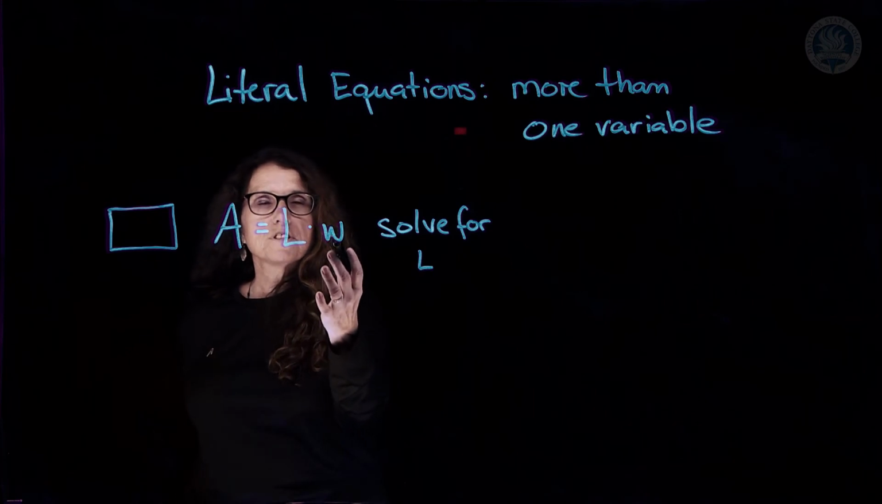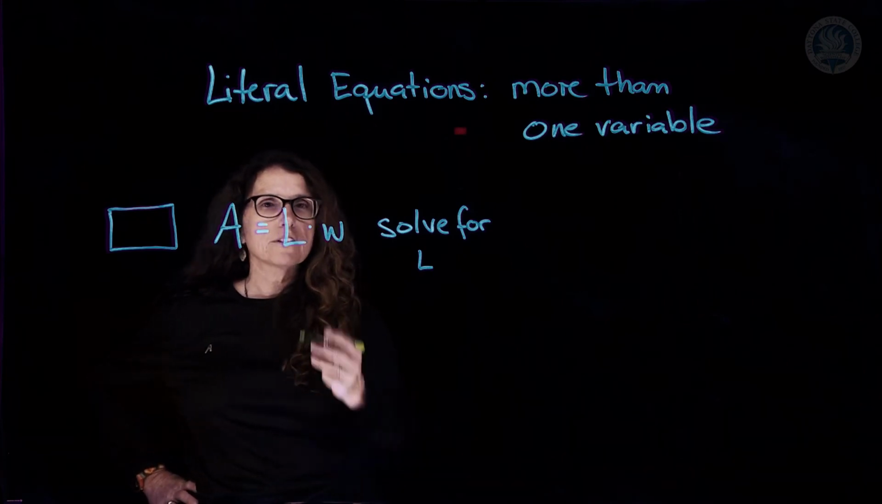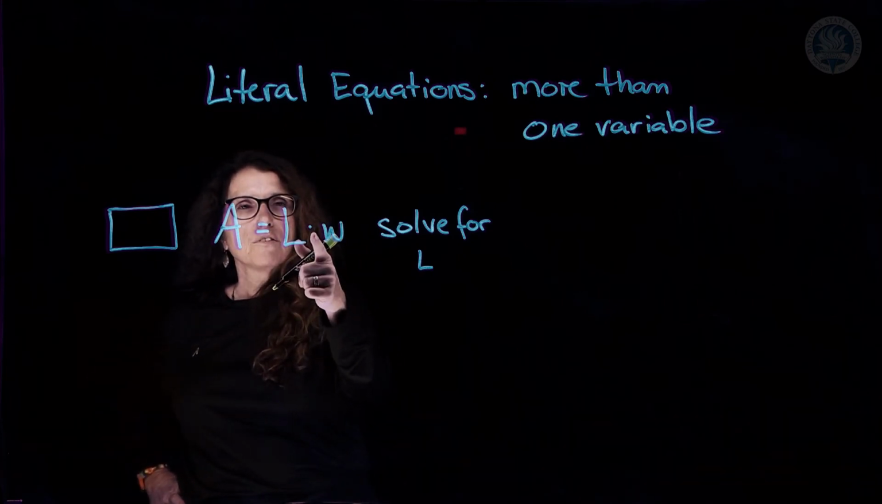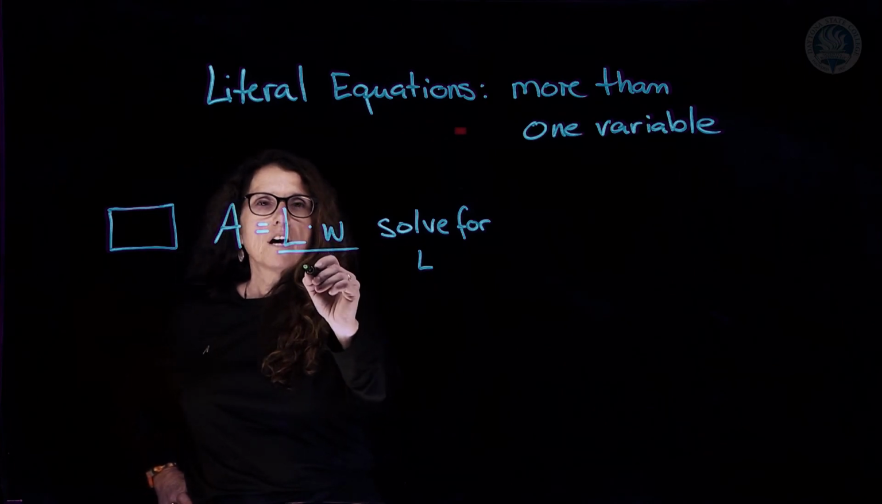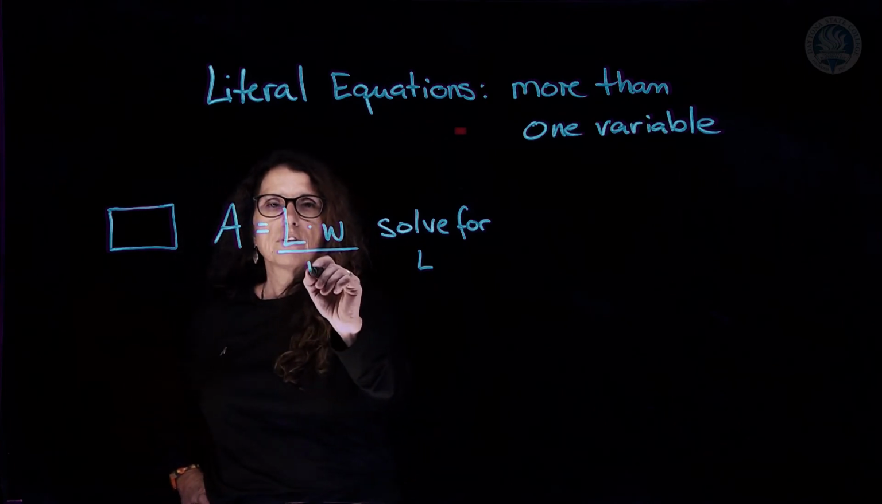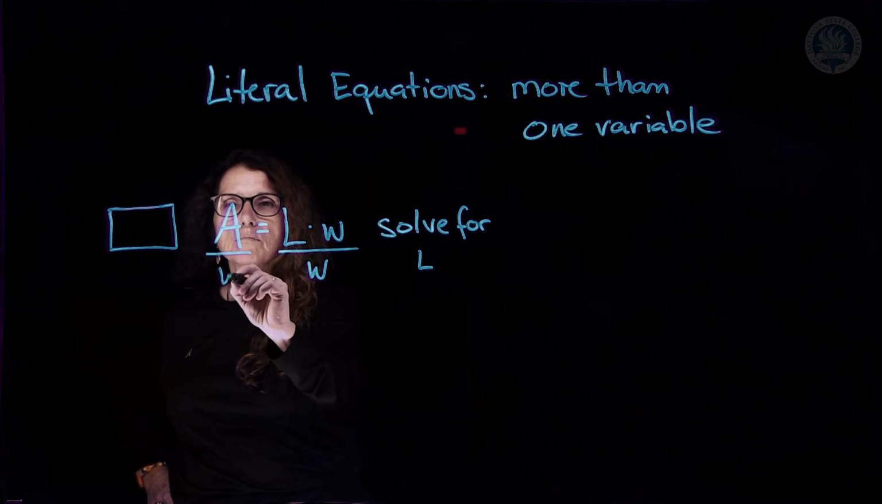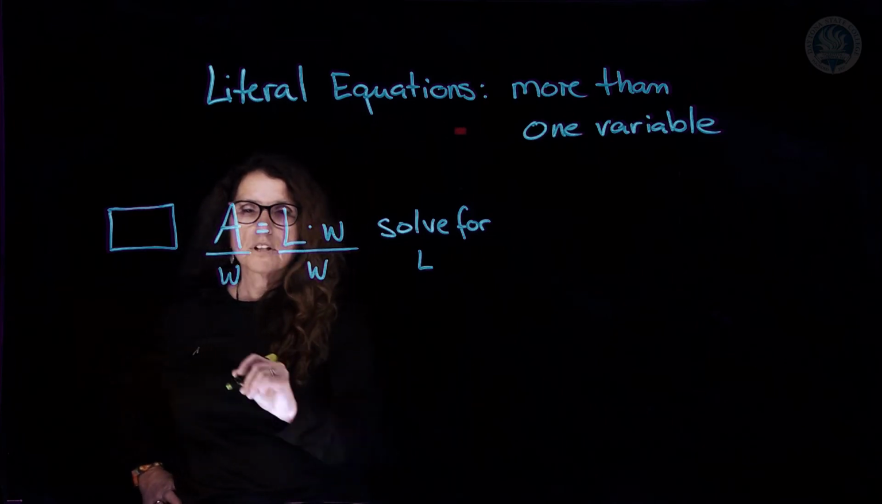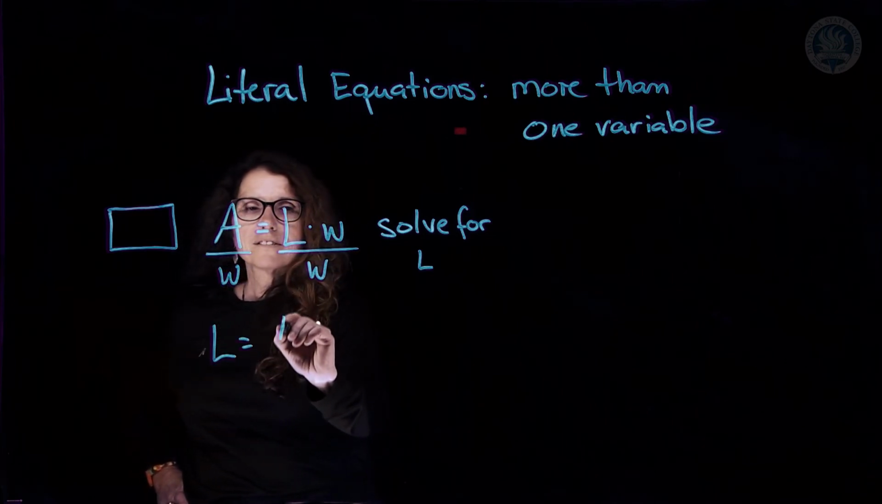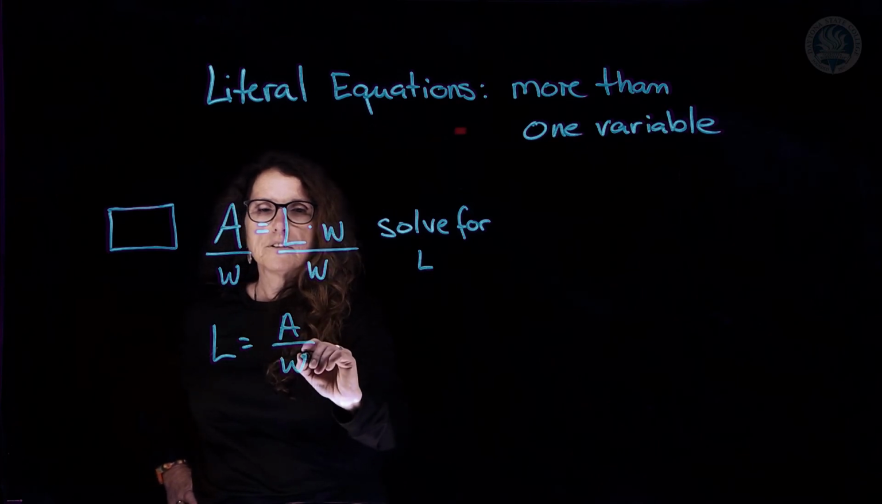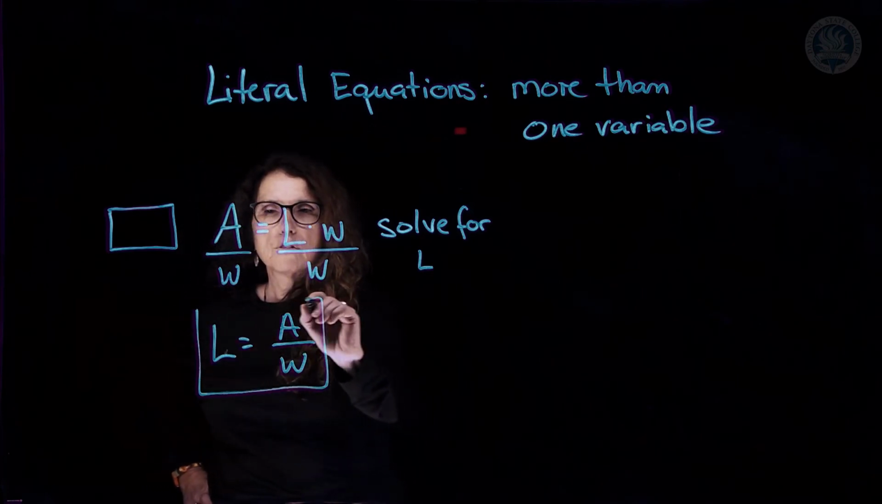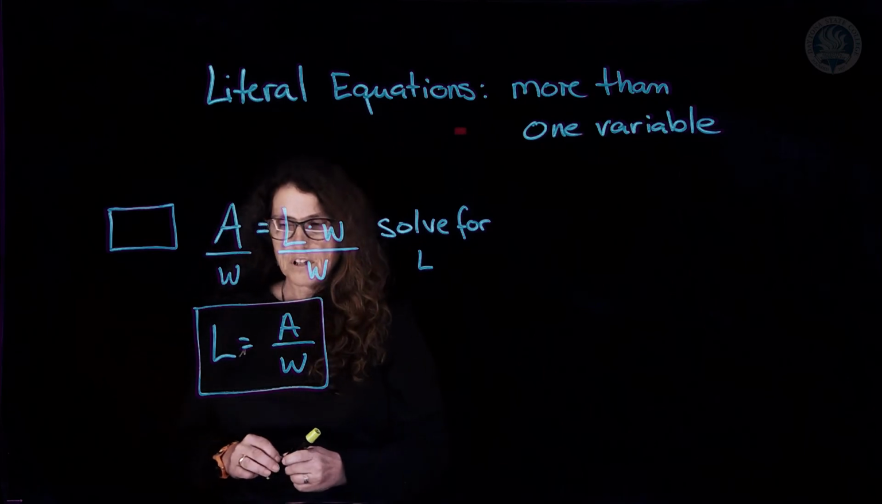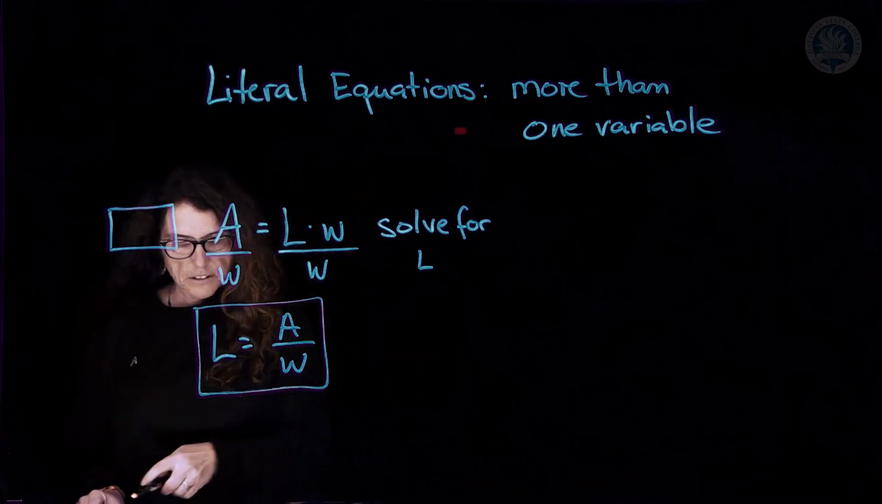To move the W to the other side to isolate the L, we have multiplication here, so we have to divide. We divide both sides by W, and off we go. L equals A over W would be our formula in terms of L. Let's take a look at another one.